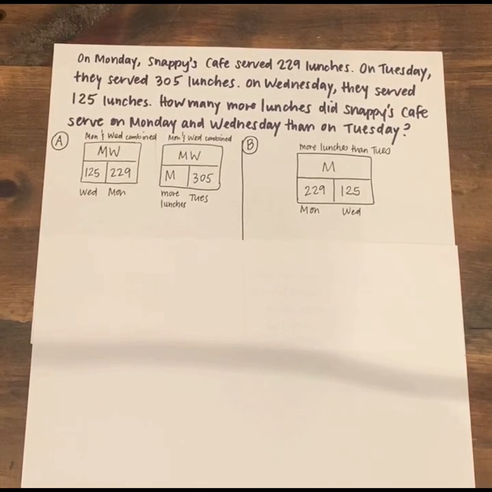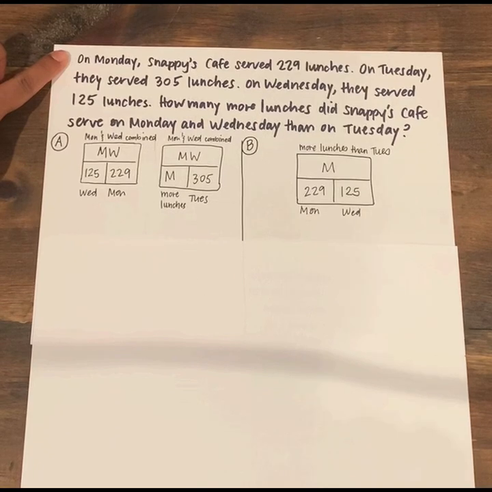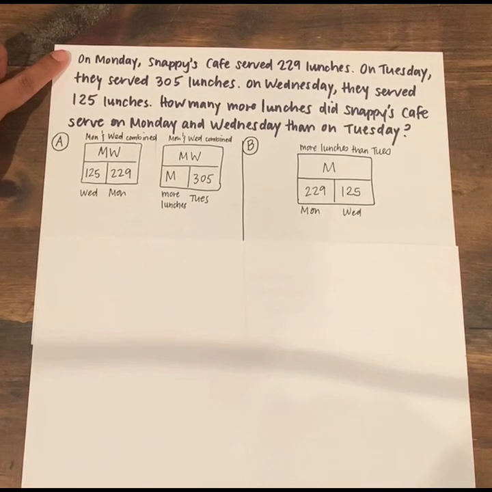Take a look at some student work from number 5 of your workshop. On Monday, Snappy's Cafe served 229 lunches. On Tuesday, they served 305 lunches. On Wednesday, they served 125 lunches. How many more lunches did Snappy's Cafe serve on Monday and Wednesday than on Tuesday?